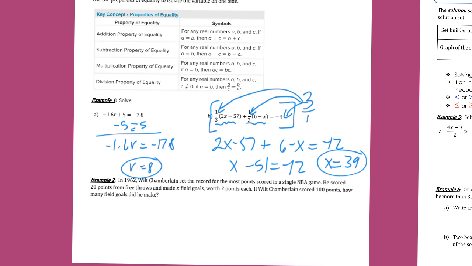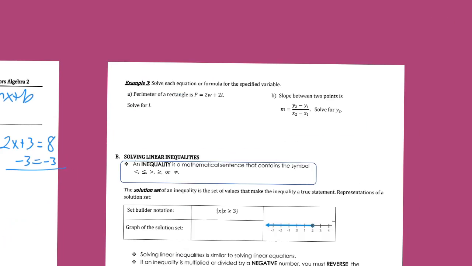He had made 28 points, and then he did some 2-point shots, so 2x, to total 100 points. If you solve that by subtracting 28 from both sides and dividing by 2, x is equal to 36 goals. So nothing really outstandingly shocking on side 1, except remember how to deal with fractions.